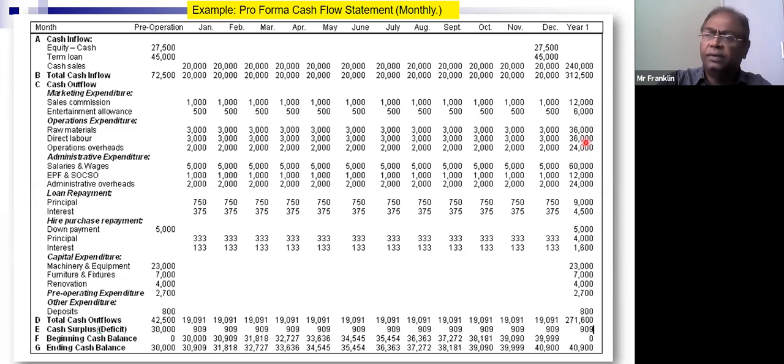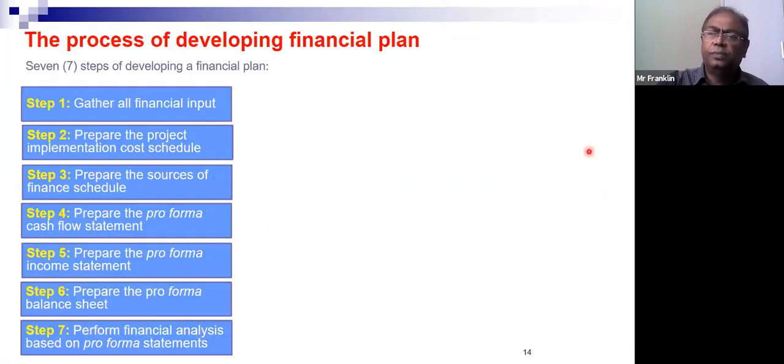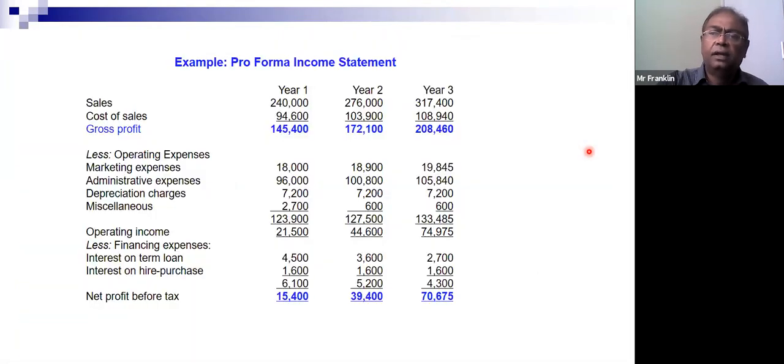Can you calculate these things? Anybody can calculate? 12,000 plus 6,000, 36,000, 36,000 plus 24,000. Can you calculate this? How much is that? 12 plus 36, 36 and 24. Okay. That will be the total here. That should be the total over here. 94,000. Can you see that? The cost of sales is 94.